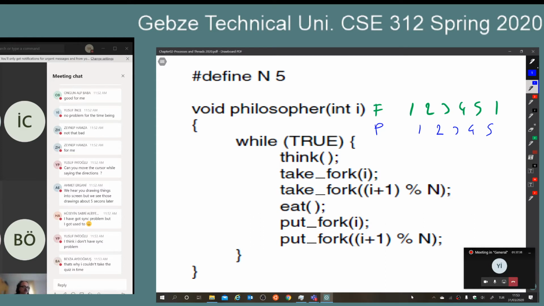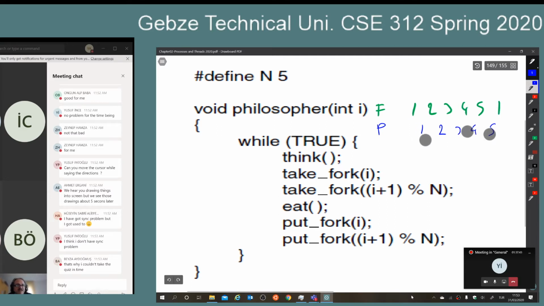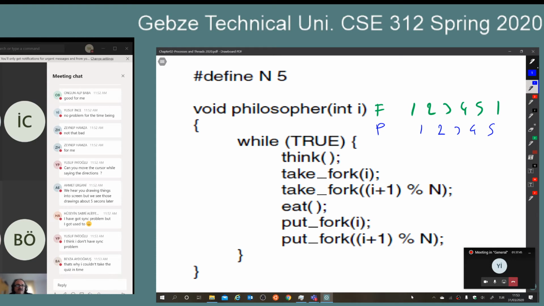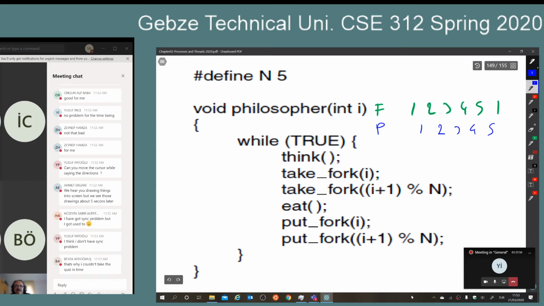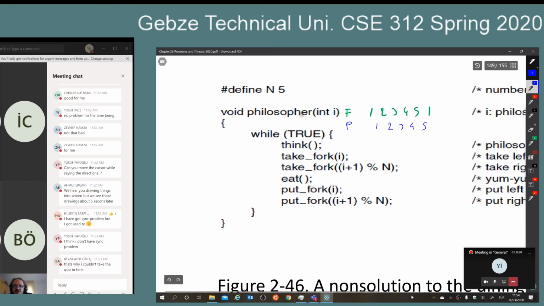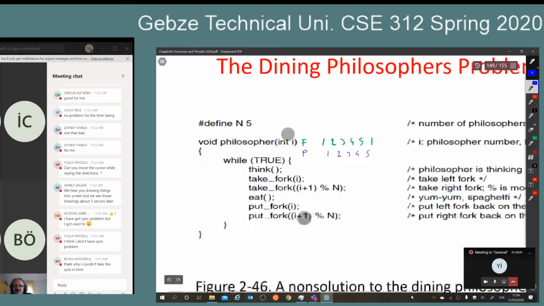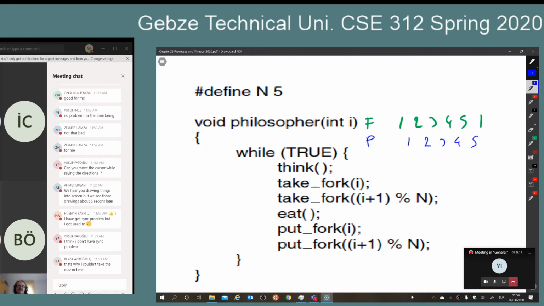Okay, let's get back to the course. These are the fork numbers and these are the philosopher numbers. As I said, philosopher number 5 is going to use fork number 5 and fork number 1. And after he takes the forks, he eats and puts them back so that they are available. So what is the problem with this case? What is the problem with this picture? This is from the book, but it says it's a non-solution to the dining philosophers problem. The problem is this.